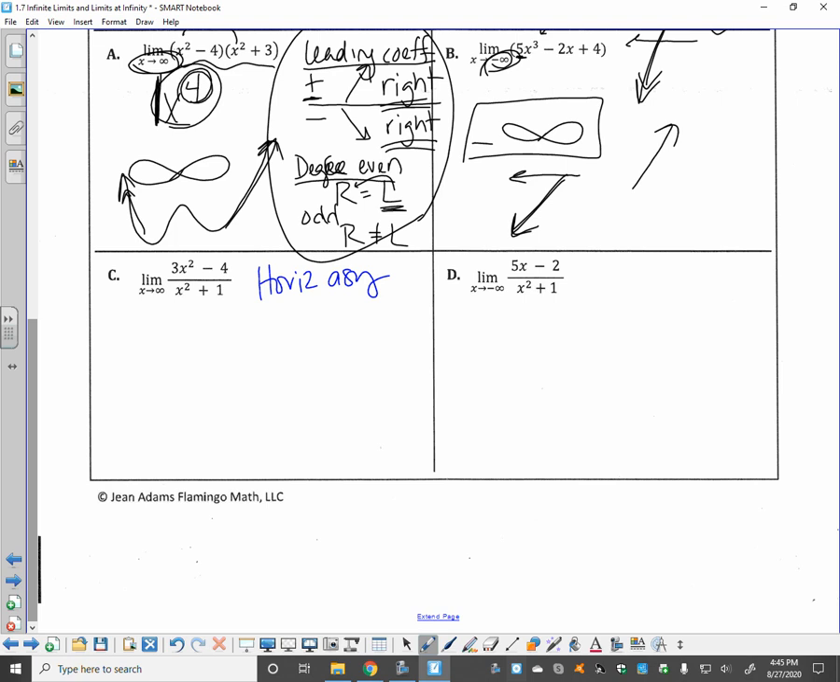Horizontal asymptotes have to do with the degree of the top and the bottom. If the bottom is bigger, then it's y equals 0. If the top is bigger, then there are none. If the bottom equals the top, then it's y equals a over b, where a and b are the leading coefficients of the top and the bottom.